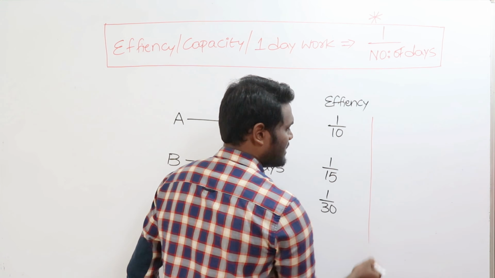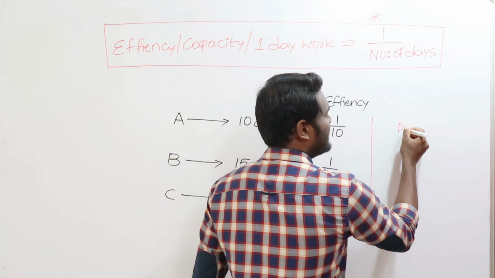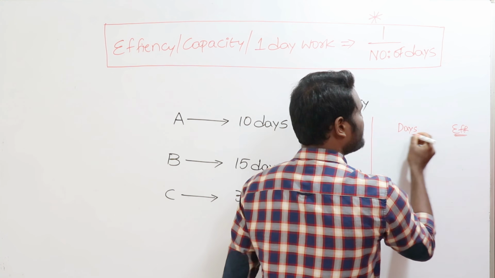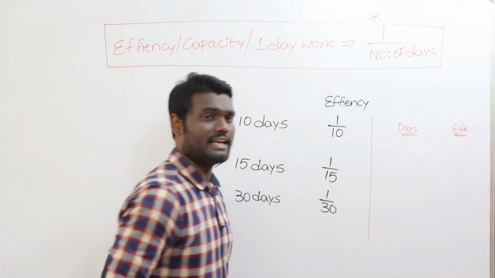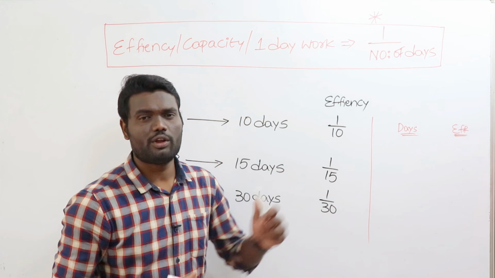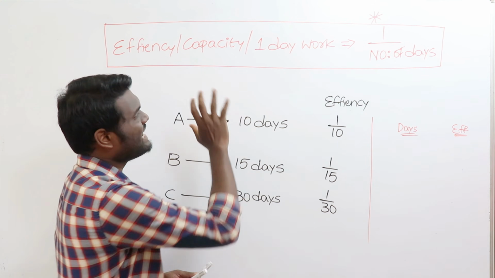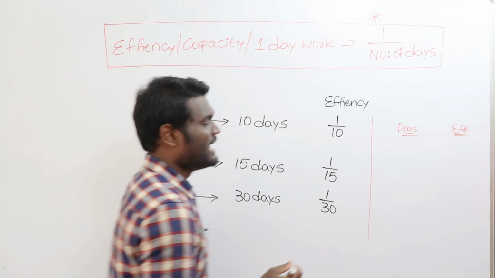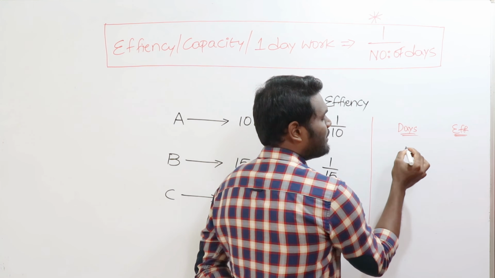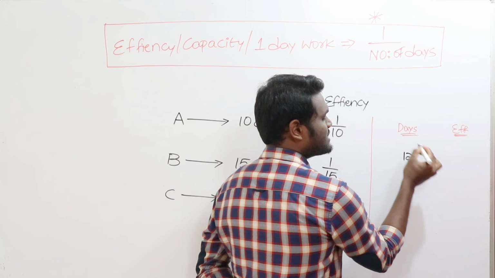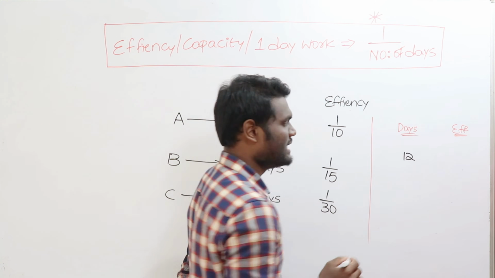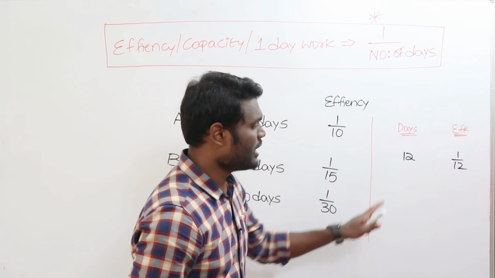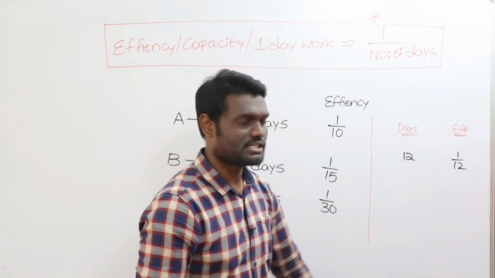Let us look at a simple example. Let us say this is days, and this is efficiency. Once you know efficiency, automatically you can say days. Once you know days, automatically you can say efficiency. Why? Because the relation between efficiency and number of days is an inversely proportional relation. Let us say a person can complete work in 12 days. If he can complete the work in 12 days, his efficiency is nothing but 1/12.